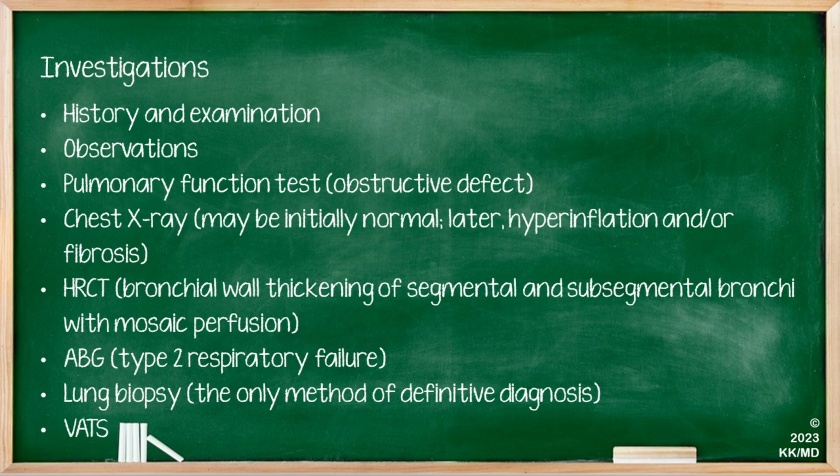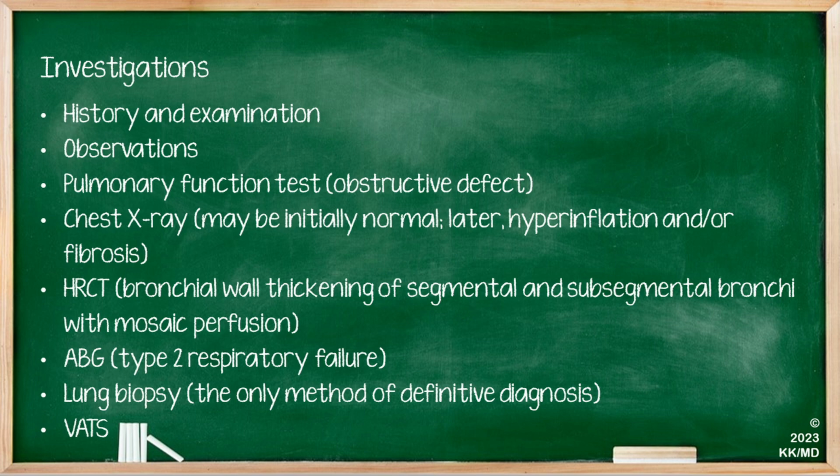A HRCT is an exam favorite for MRCP in the case of bronchiolitis obliterans, and these frequently show bronchial wall thickening of segmental and subsegmental bronchi with a mosaic perfusion pattern. ABG, or an arterial blood gas, will show a type 2 respiratory failure. If you would like a recap of respiratory failure, in which we discuss in detail the differences between type 1 and type 2 failure, please click here.